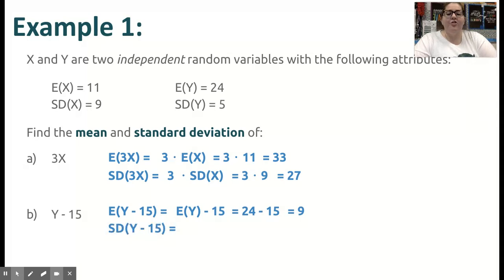For standard deviation, the rule for shifting, which is what I'm doing here when I subtract or add a constant, is that standard deviation is not affected by that. So the standard deviation of y minus 15 is just going to be the same as the original standard deviation of y. That minus 15 is not going to affect it. So it's just going to stay what it originally was, which is 5.